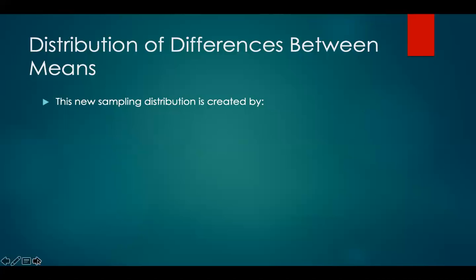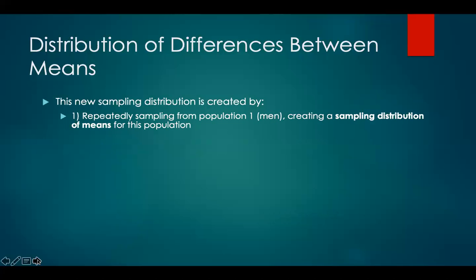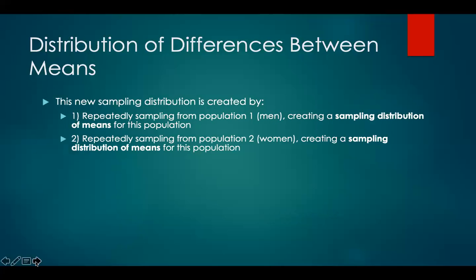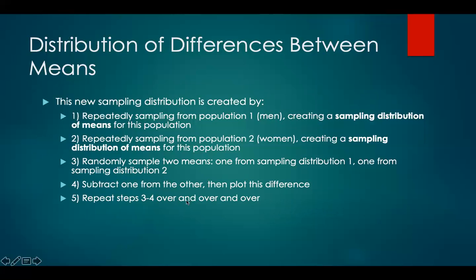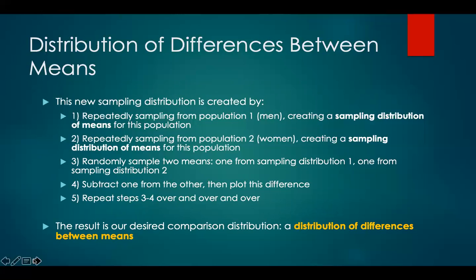So here's how you create this new sampling distribution. Step 1, repeatedly sample from population 1, which is men, creating a sampling distribution of means for this population. Step 2, repeatedly sample from population 2, this population of women, creating a sampling distribution of means for this population. Step 3, randomly sample two means, one from sampling distribution 1 and one from sampling distribution 2. Subtract one from the other, and then plot this difference. And then you repeat steps 3 and 4 over and over and over. The result is our desired comparison distribution, a distribution of differences between means.